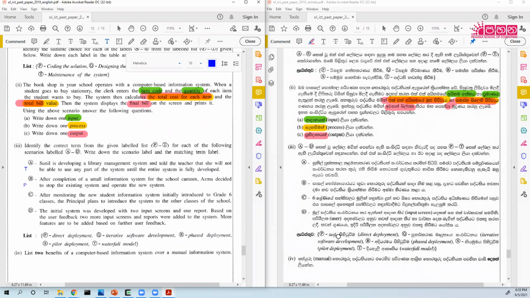See, after monitoring the new student information system initially introduced to grade 6 classes, the principal plans to introduce the system to the other classes of the school.